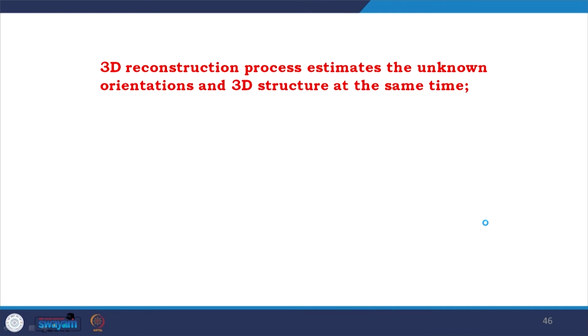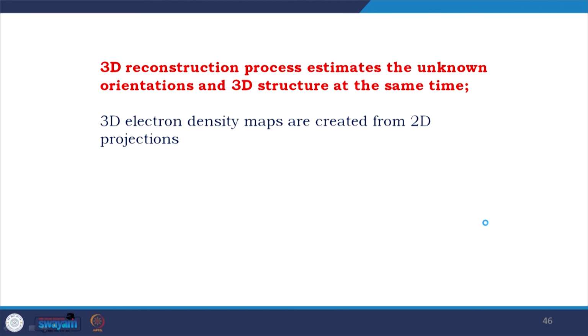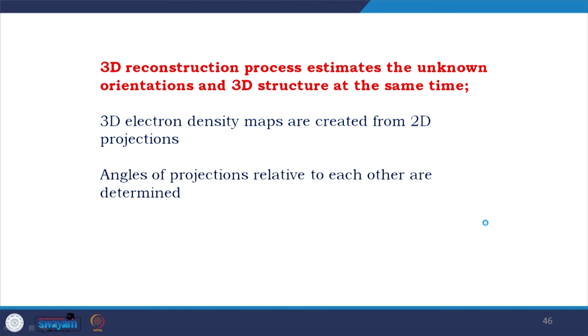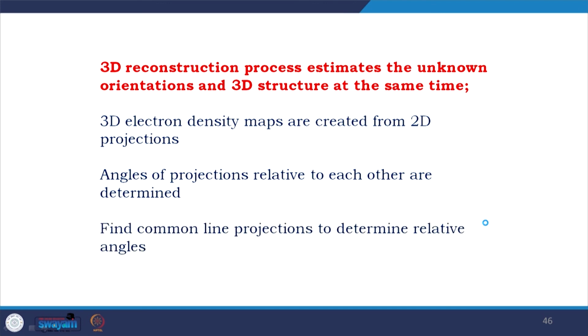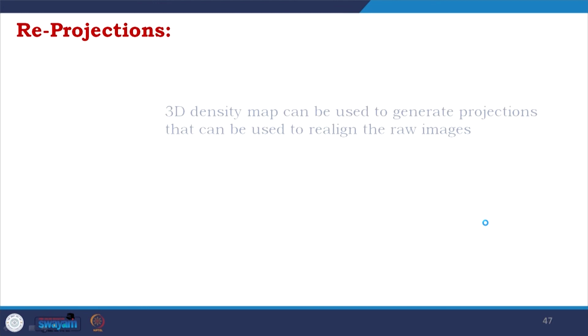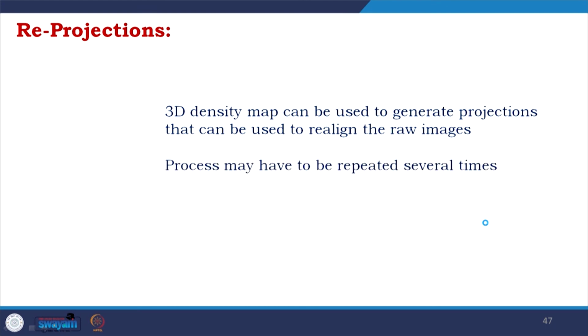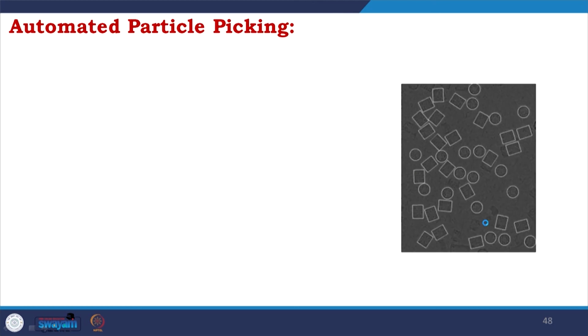The 3D reconstruction process estimates the unknown orientation and the 3D structure at the same time. The 3D electron density maps are created from the 2D projection, and angles of projections relative to each other are determined, and a common line projection is found to determine the relative angles. So, reprojection: the 3D density map can be used to generate the projection that can be used to realign the raw images. The process may have to be repeated several times.